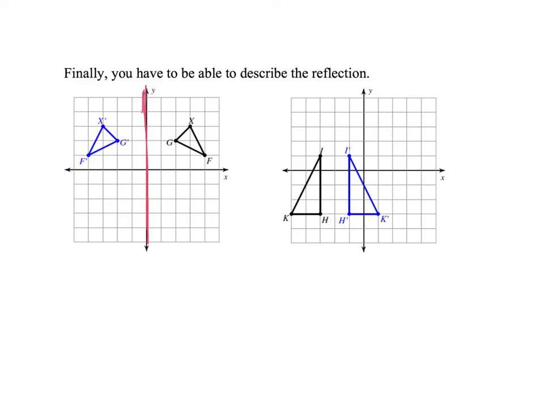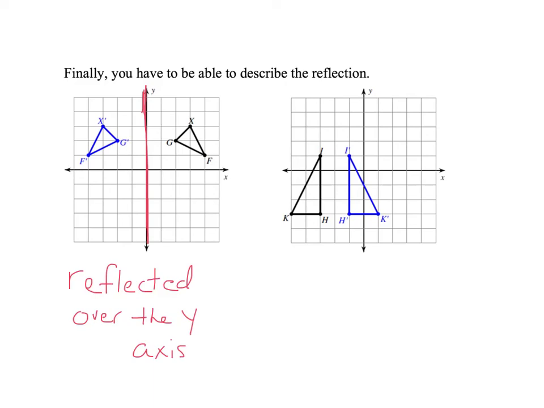So if I wanted to describe it, I would say that it was reflected, and what is that line? Over the y-axis. Okay, the second one, the example on the right, I need to find the line that's in the middle of those two.